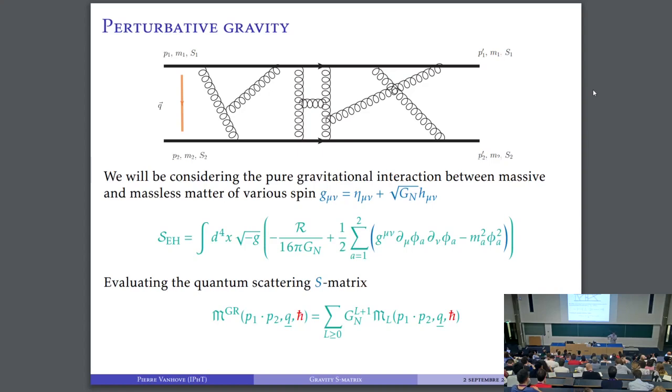UV divergences, but they are not of interest for us. But even for the classical part, you have to control the infrared divergences from the radiation. So you will have to work in the framework of dim reg. So in fact, I will be working in 4 minus 2 epsilon, okay?